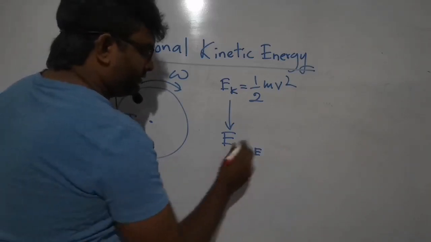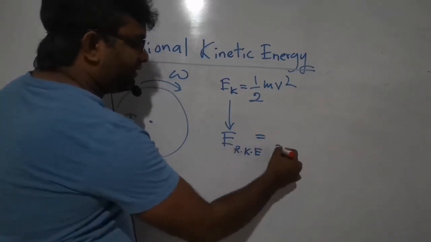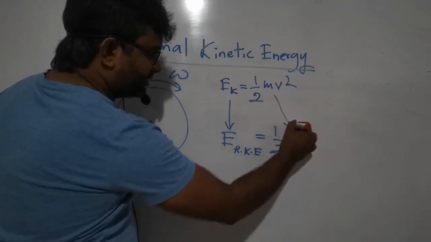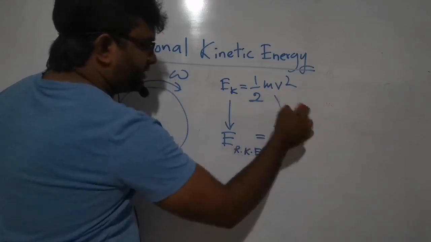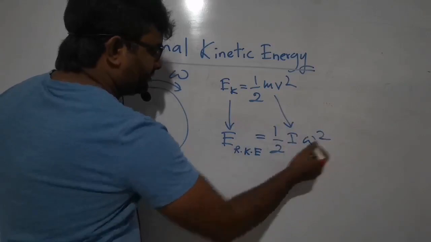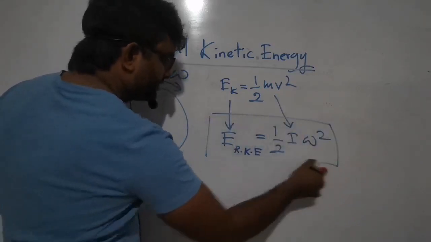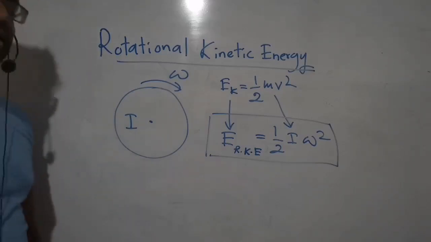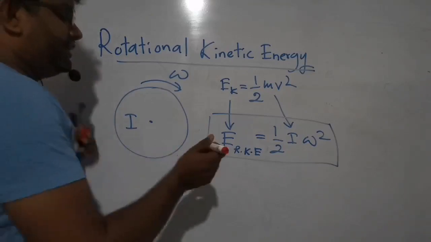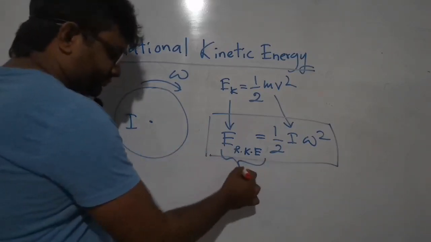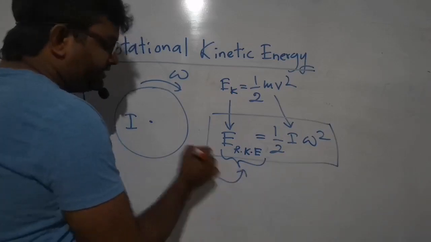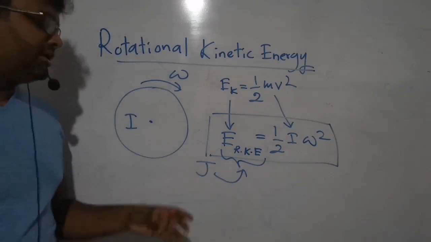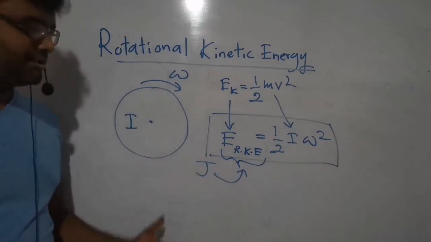So half into, instead of m we can write I, and instead of v we can write omega, right? So this is the equation for rotational kinetic energy. This one is also measured in joules. Any energy, any work done, we measure with joules, right? Okay, copy down.